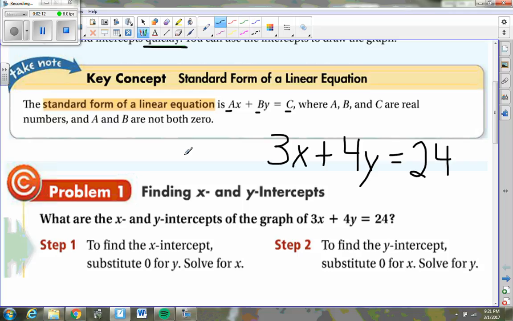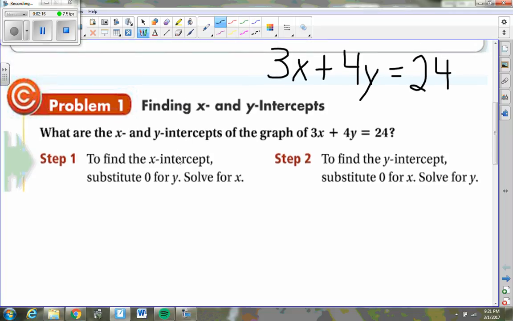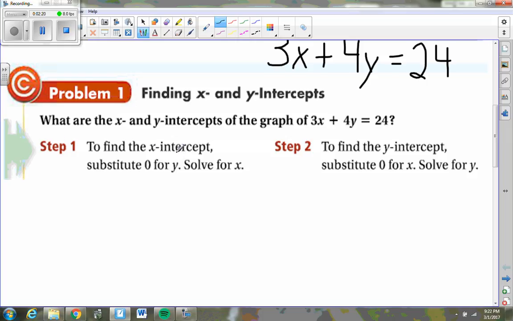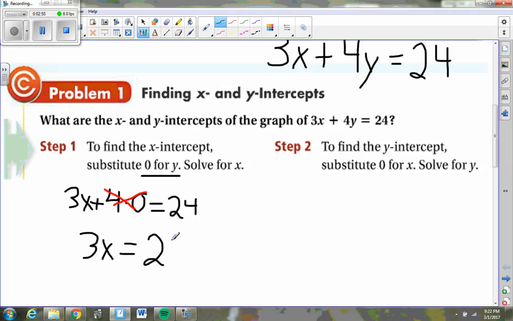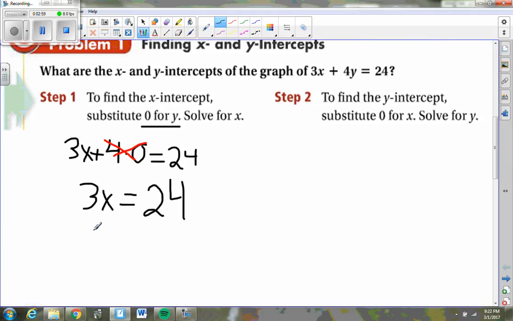In order to find the intercepts of a graph from standard form, it's actually pretty simple. The first step, if I want to find the x-intercept, I put 0 where the y value is, because at the x-intercept, my y value will be 0. So when I put 0 in for y, I get 3x plus 4 times 0 equals 24. Well, 4 times 0 is really nothing, so the only thing left is 3x equals 24. Divide both sides by 3, and I get that x is equal to 8. My x-intercept is x equals 8.